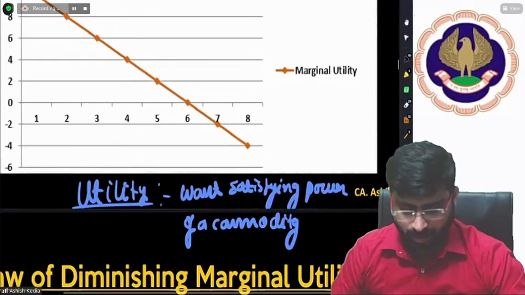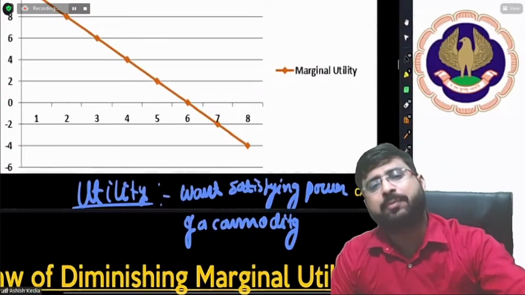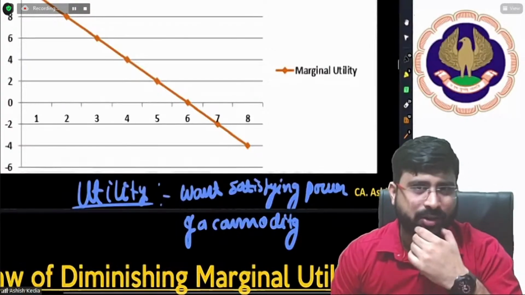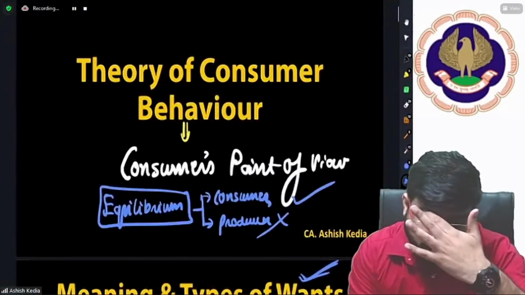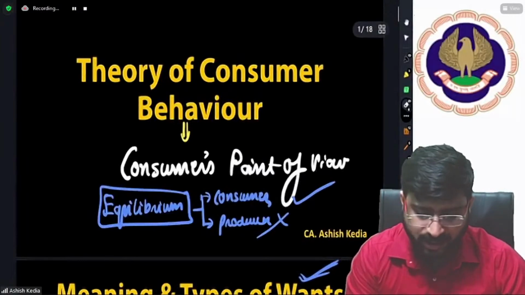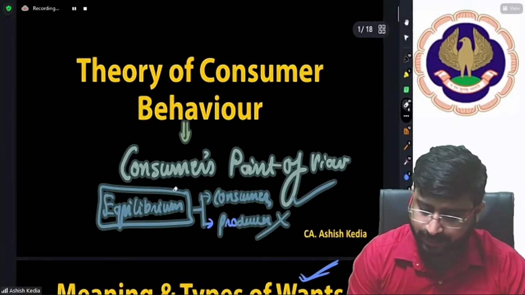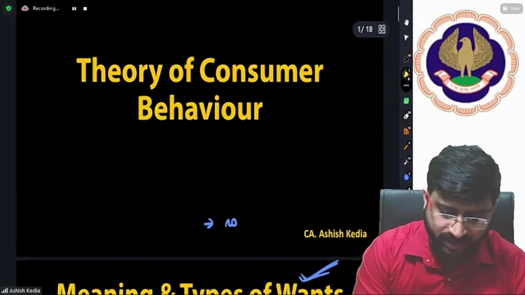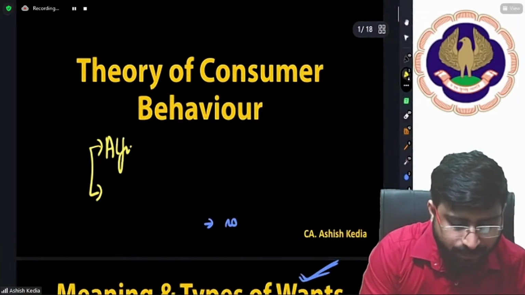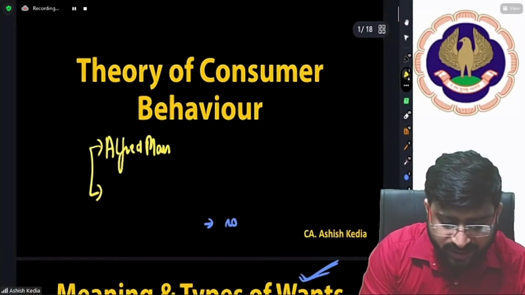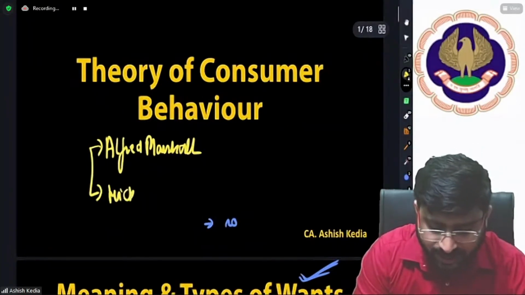Got it, sir. Now, my dear friends, in utility, I'll tell you about two types of economists. There are two economists about whom I want you to know. Pay attention, everybody. On one side we put Alfred Marshall, and on the other side we put Hicks and Allen. Not necessarily only Hicks and Allen, there were many, but let's put Hicks and Allen.